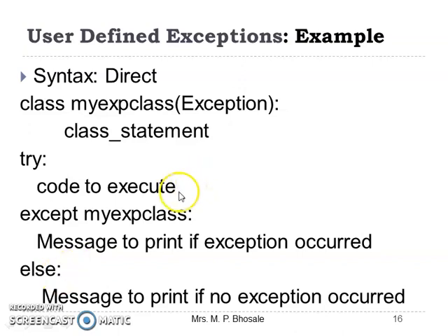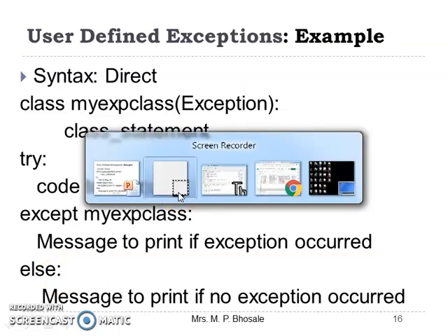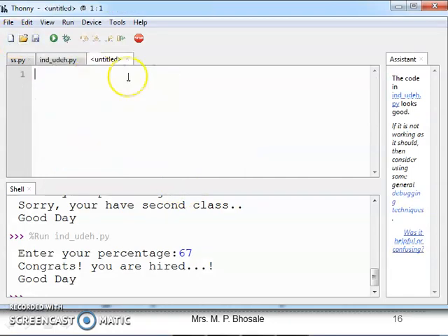So let us start with the example. Suppose now I want to create my own exception. So first I will write one class, suppose class MyException, but as I told you, this should be derived from the Exception built-in class, and in front of that we'll write the colon. Now I don't want to write any statement within the class, so I'm writing the pass statement.